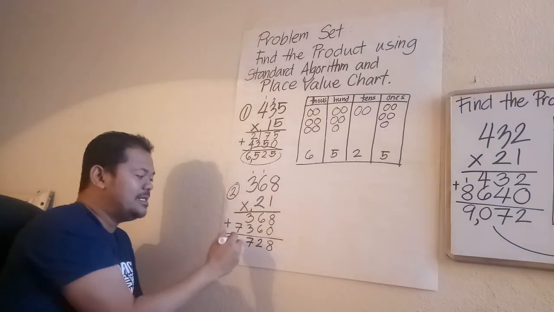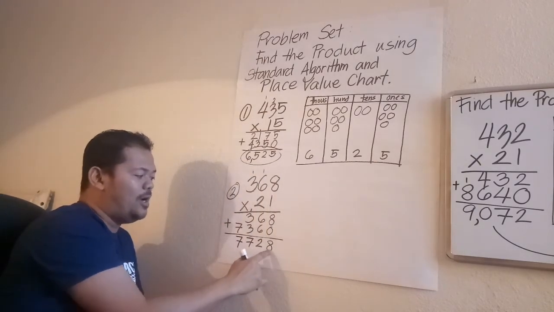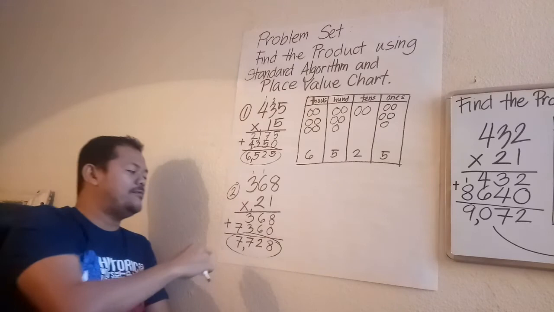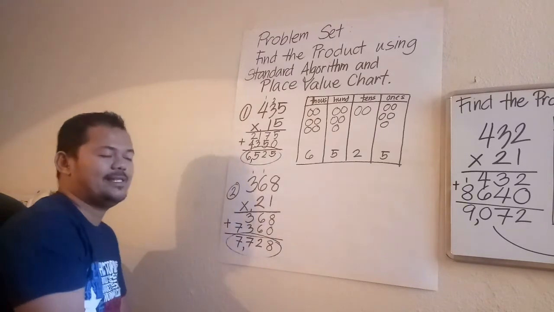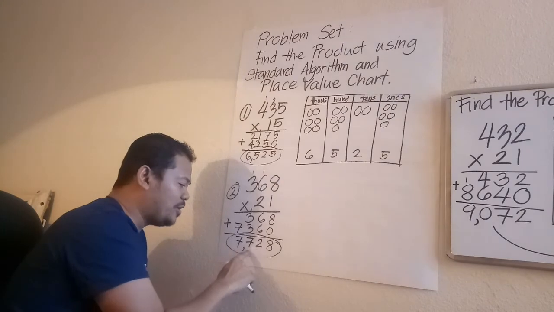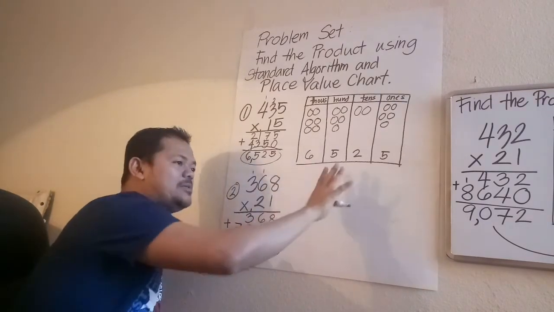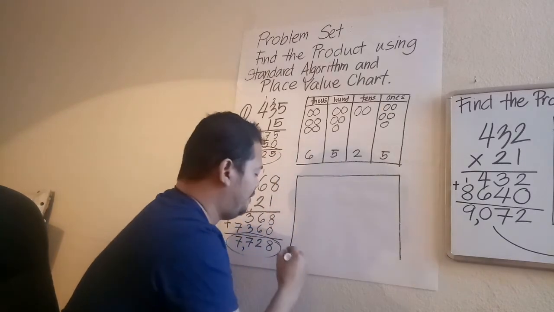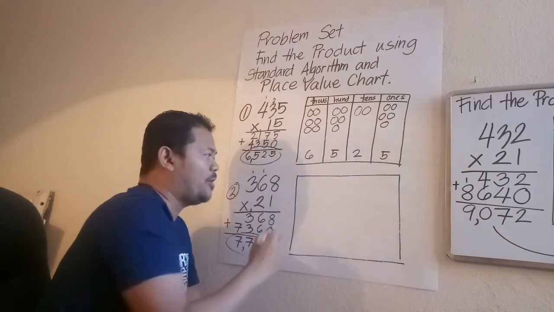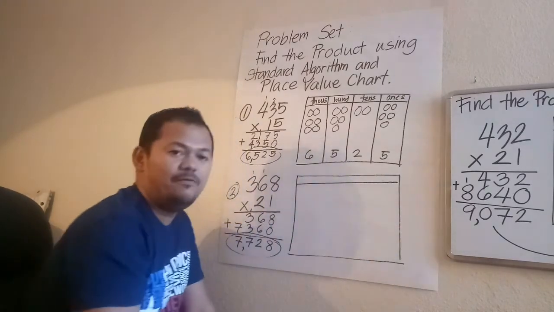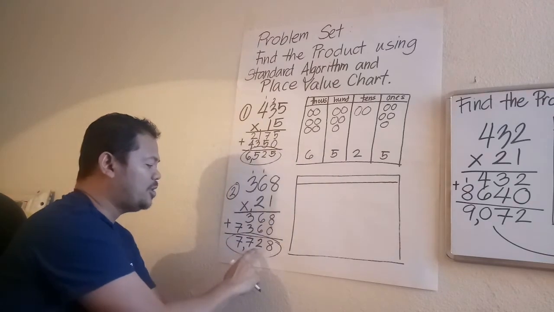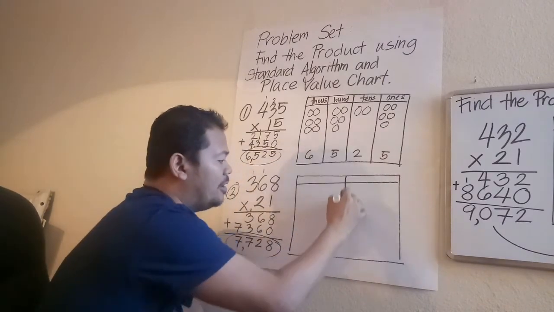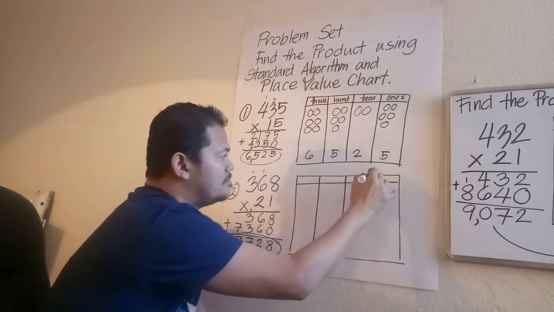Then bring down 7. Count 1, 2, 3. Write the comma. Your answer is 7,728. How many digits? 1, 2, 3, 4. That's the time you're going to make a place value chart with 4 digits. Okay? So 1, 2, 3, 4 parts. Draw a big square. Then draw a line above. And how many digits again? 1, 2, 3, 4. It means our place value chart is divided into 4 parts. So we're going to divide it into 4 parts.